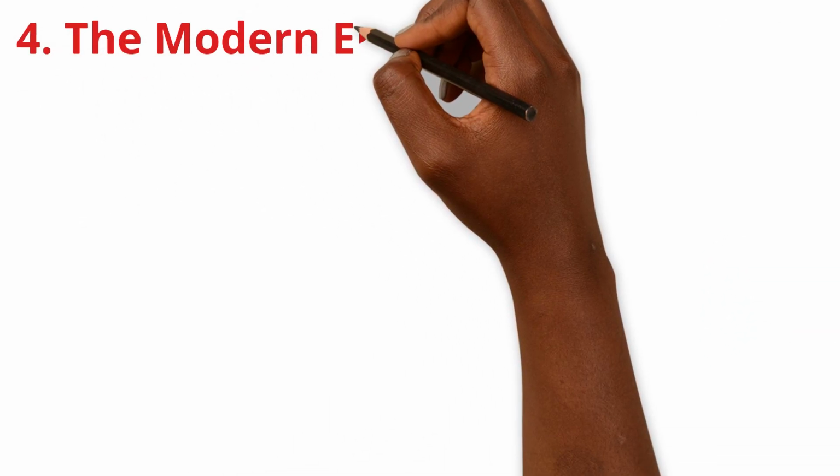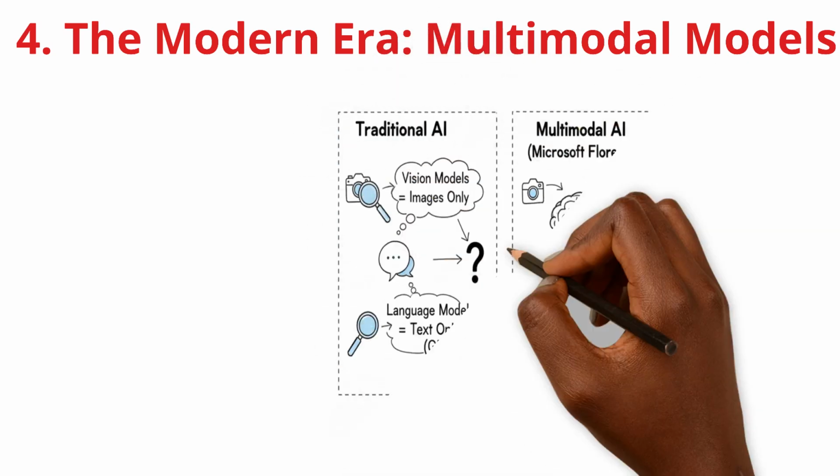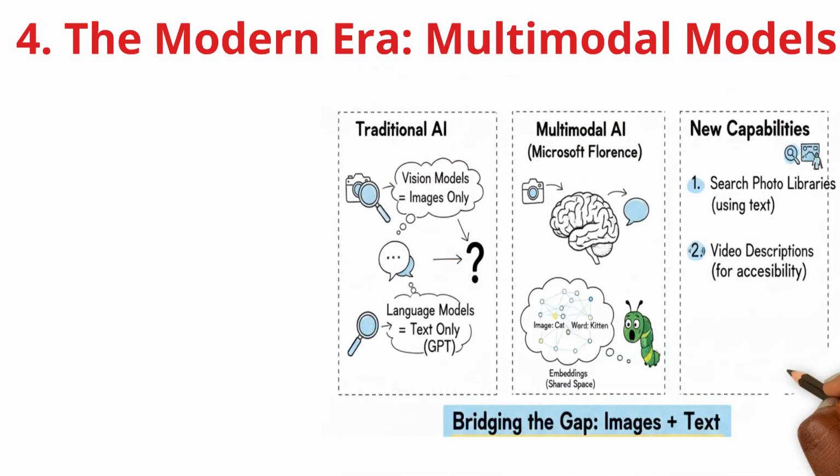The newest breakthrough in AI is multimodal learning. Traditionally, AI was limited. Vision models only knew images, and language models only knew text. But the game has changed with models like Microsoft Florence. This technology uses something called embeddings, numerical codes that act like coordinates in a virtual map. In this mathematical space, an image of a cat and the written word kitten are placed side by side because the AI understands they represent the same concept.